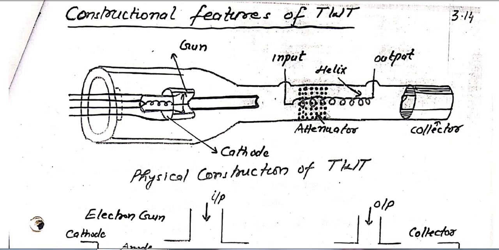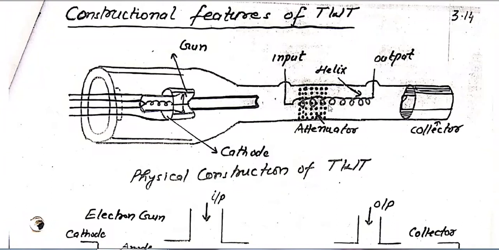Now when the velocity of the electron beam traveling through the helix becomes almost equal to the rate of advance of the axial field, then the interaction takes place between them in such a way that, on an average, the electron beam delivers energy to the RF wave on the helix. So in this way the energy transfer will take place.